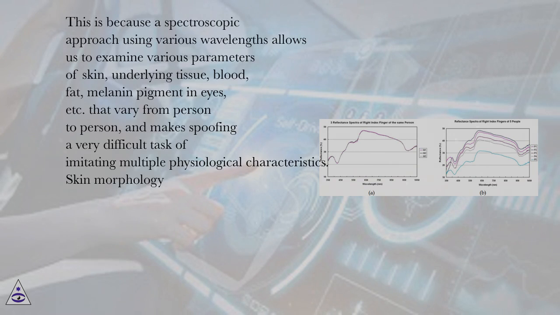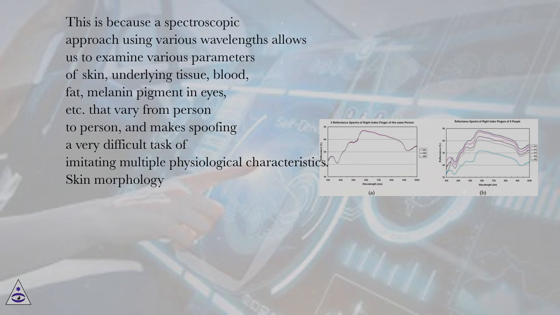This is because a spectroscopic approach using various wavelengths allows us to examine various parameters of skin, underlying tissue, blood, fat, melanin pigment and eyes, etc., that vary from person to person, and makes spoofing a very difficult task of imitating multiple physiological characteristics.